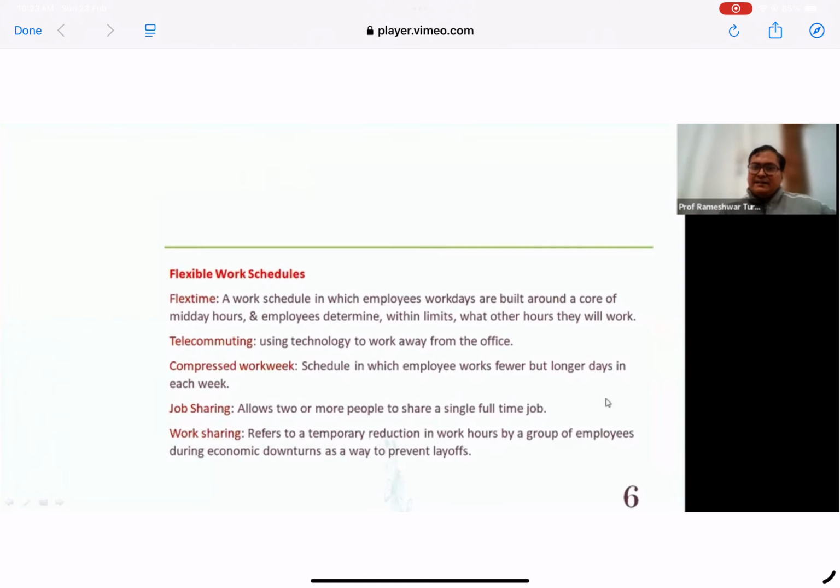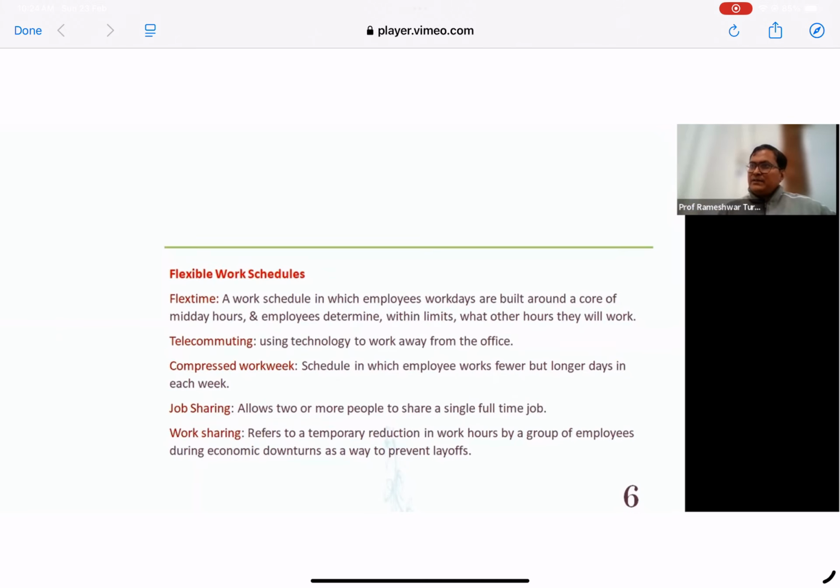Okay. Then there are other benefits, flexi work schedules. There are different flexible work schedule arrangements. One is flex time, a work schedule in which employees' work days are built around the core hours. For example, you must be in office from say 10 to 2, 4 hours. The rest 4 hours, you work before 10, after 10, doesn't matter. There are core working hours, 3 to 4 hours, when you must be in office. The rest 5 hours or 4 hours, you decide when you want to be in office.